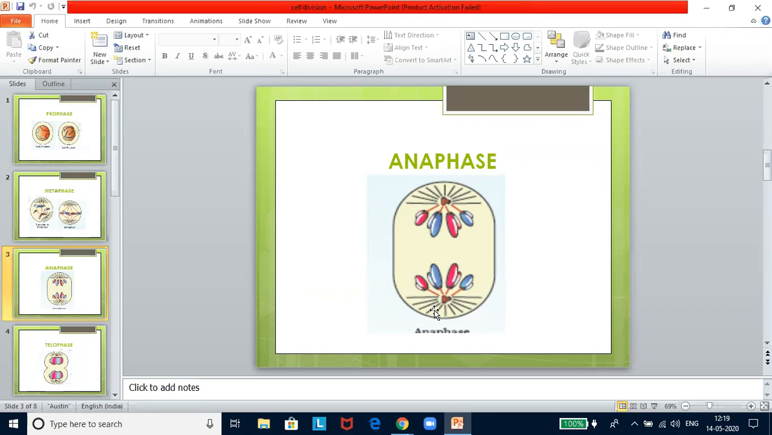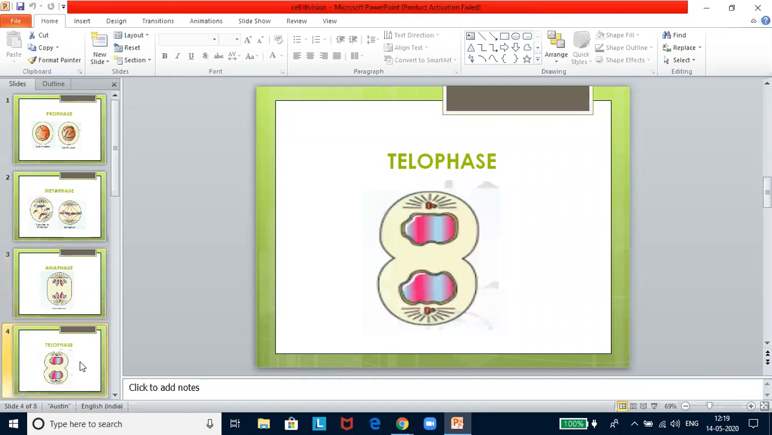Now, the last stage is the telophase. Telo means end. So that is what is known as the telophase. At the end of the anaphase, chromosomes reach opposite poles. They uncoil, elongate, become thin and invisible. Nuclear membrane and nucleolus will reappear. Two daughter cells are formed, one at each pole.